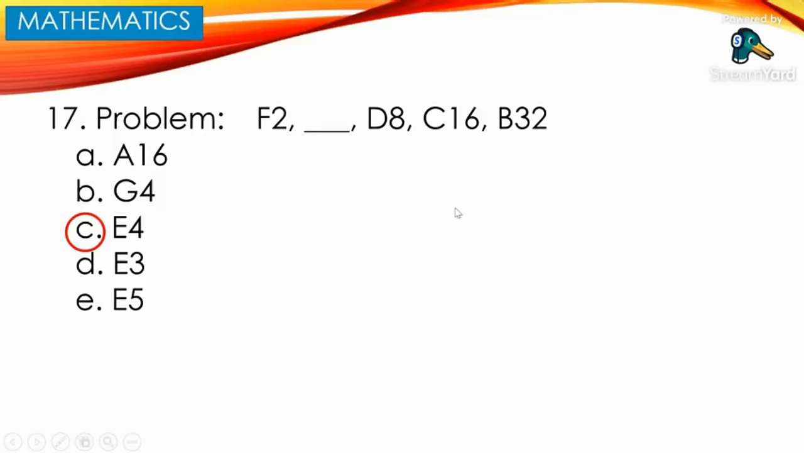So for our alphabet, it is in reverse. So we have B, C, D, E, F. So this is E. And then for our numbers, we multiply by 2. So 2 times 2, 4 times 2, 8 times 2, 16 times 2, 32. So this is E4. Okay, Ma'am Daisy, C, confident sa sagot.